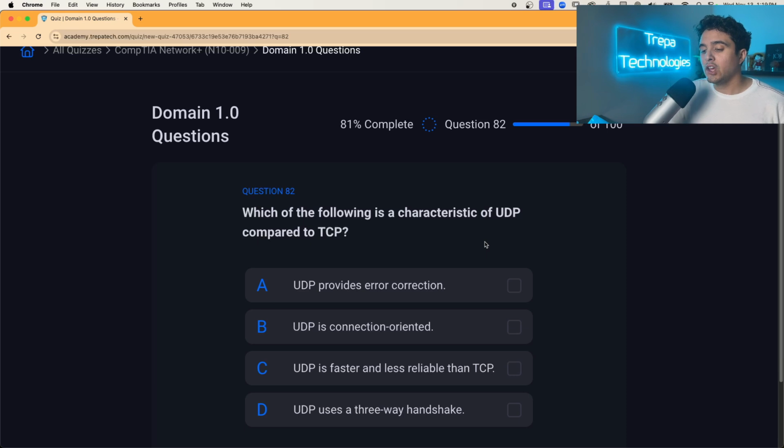Question 82. Which of the following is a characteristic of UDP compared to TCP?